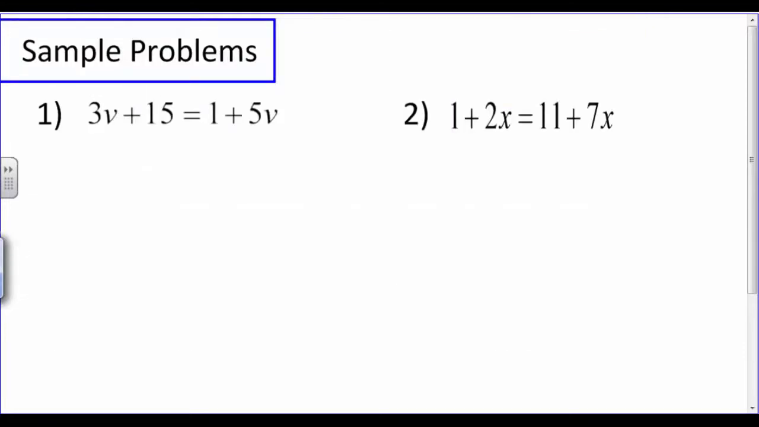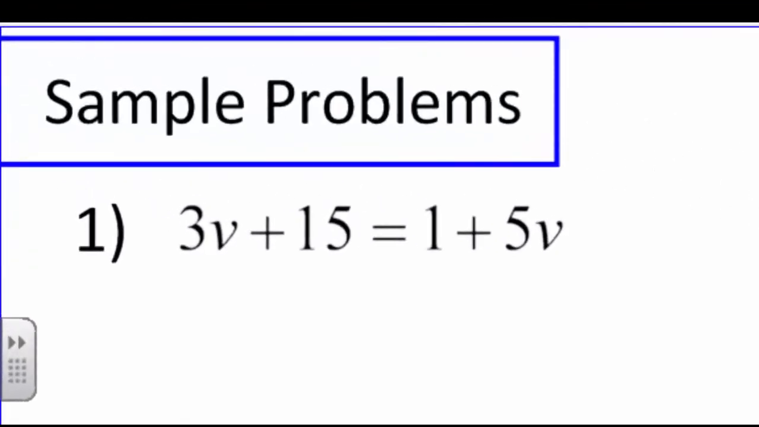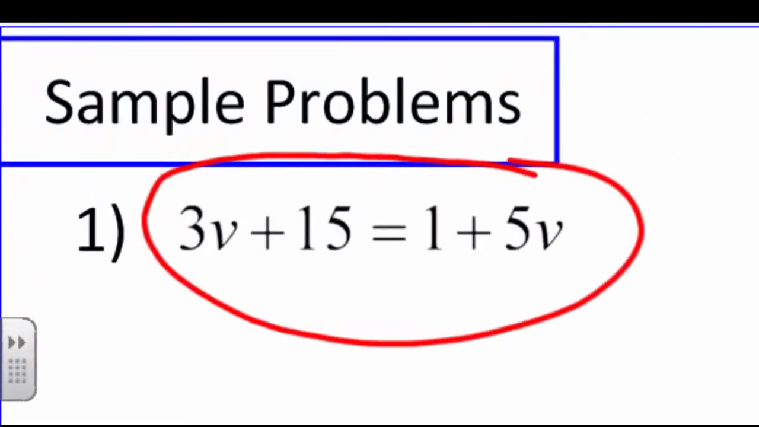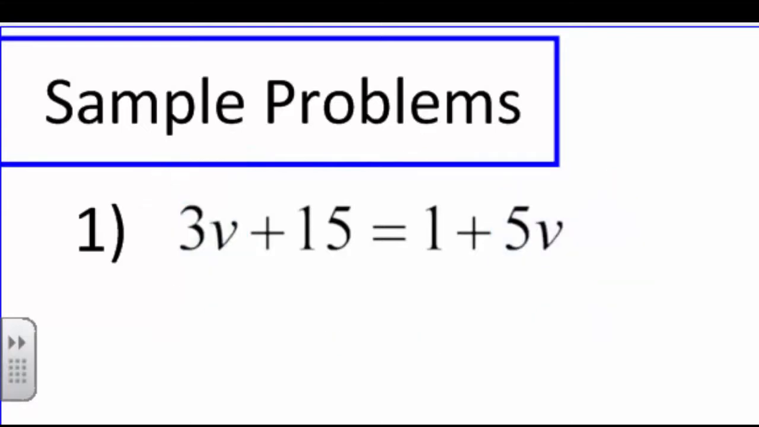So let's look at a couple sample problems here. What do you notice that's different about this equation than the other equations we've solved recently? Right, notice there's a variable on both sides of the equal sign in this equation. That's the only difference we see here. But let's see how we would solve an equation with variables on both sides.